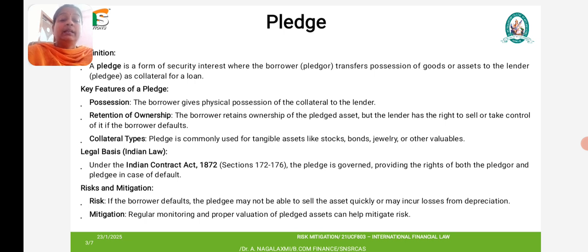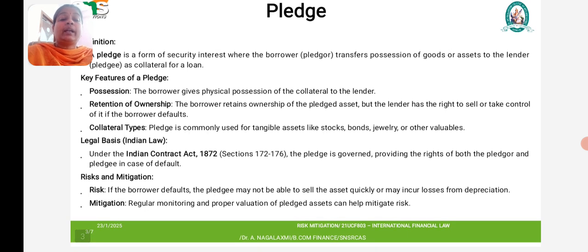Legal basis. As per Indian law, under the Indian Contract Act 1872, sections 172 to 176, the pledge is governed, providing the rights of both the pledger and the pledgee in case of default. Risk and mitigation. If the borrower defaults, the pledgee may not be able to sell the asset quickly or may incur loss from depreciation. Mitigation. Regular monitoring and proper valuation of the pledged asset can help mitigate risk.